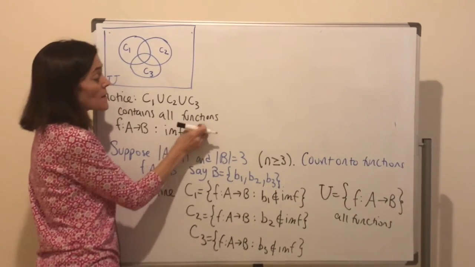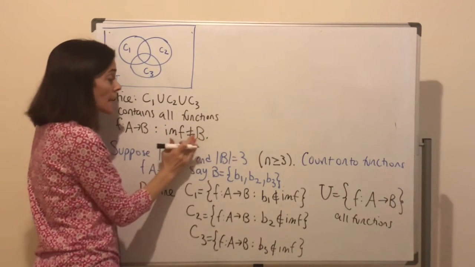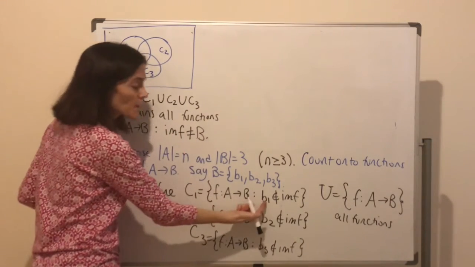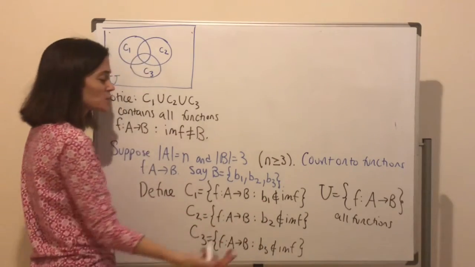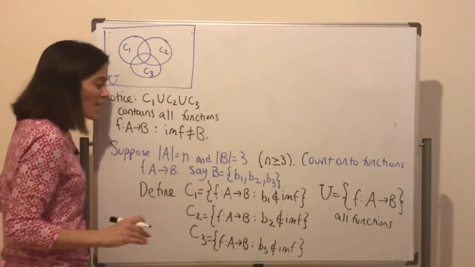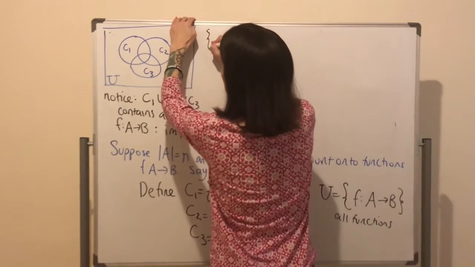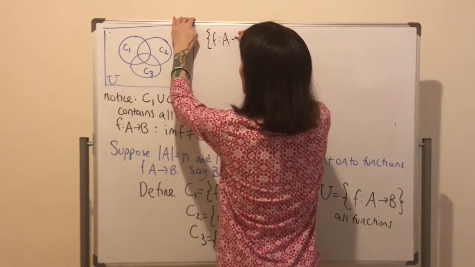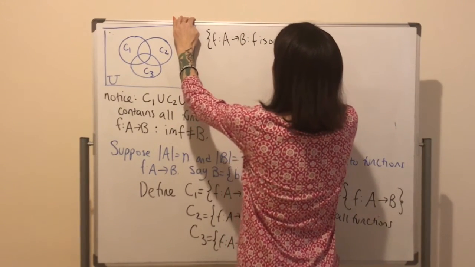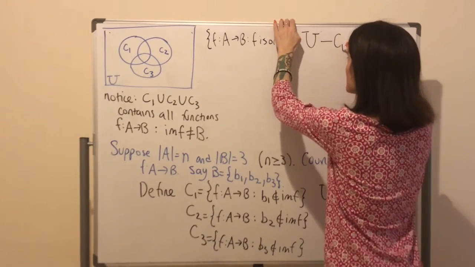We always know the subset in this direction, okay? And if these are not equal, it means there's something in B that's not in the image, right? And that means either B1 is not in the image, or B2 is not in the image, or B3 is not in the image. So this is what's in this union. Therefore, if we want the set of onto functions, so the set of all f from A to B such that f is onto, this is equal to you take the universe and subtract off this.